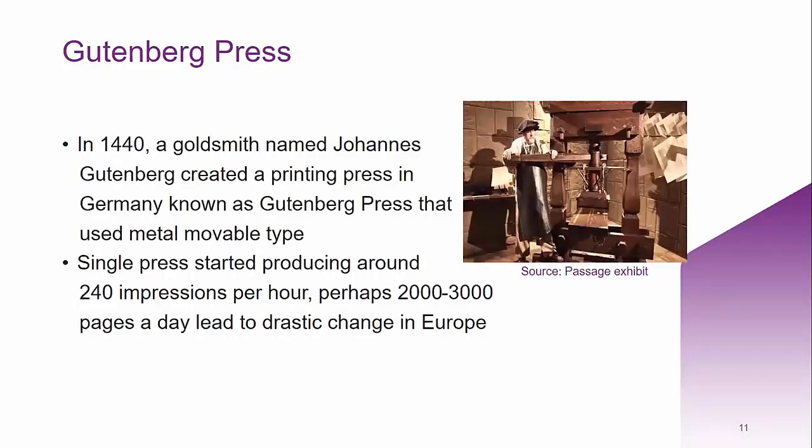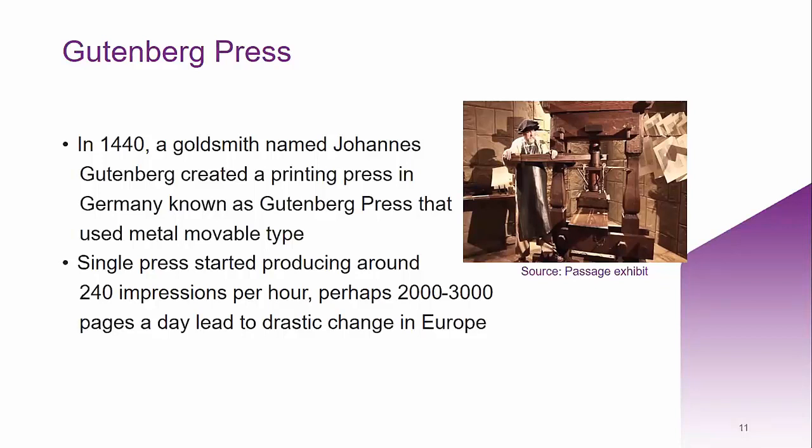So in Germany, around 1440, a goldsmith named Johannes Gutenberg created a printing press that used metal movable type. The type was cast from an alloy of lead, tin, and antimony. And the lead, tin, and antimony alloy melts at a far lower temperature than bronze, making it easier to cast. This meant that reusable metal molds could be used to cast the type, making it far quicker to produce the metal type. So a single Gutenberg press could produce around 240 impressions per hour, perhaps 2,000 to 3,000 pages a day, easily 100 times faster than hand printing or hand copying.